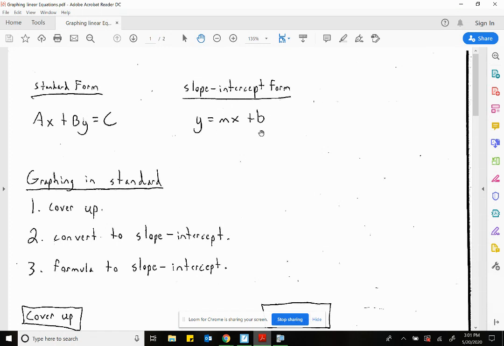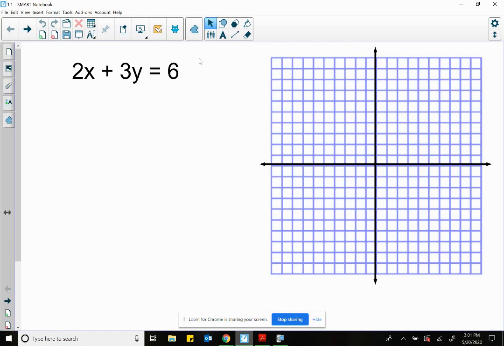This M and this B is a number. So it's not going to look like Ax plus By equals C. You're not going to see an A, a B, or a C. Like this. I want to know how you know what form this is in.